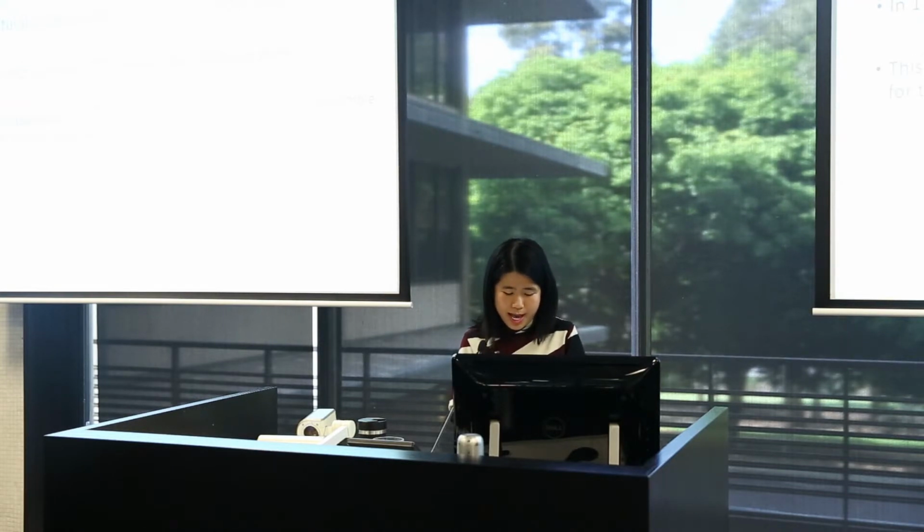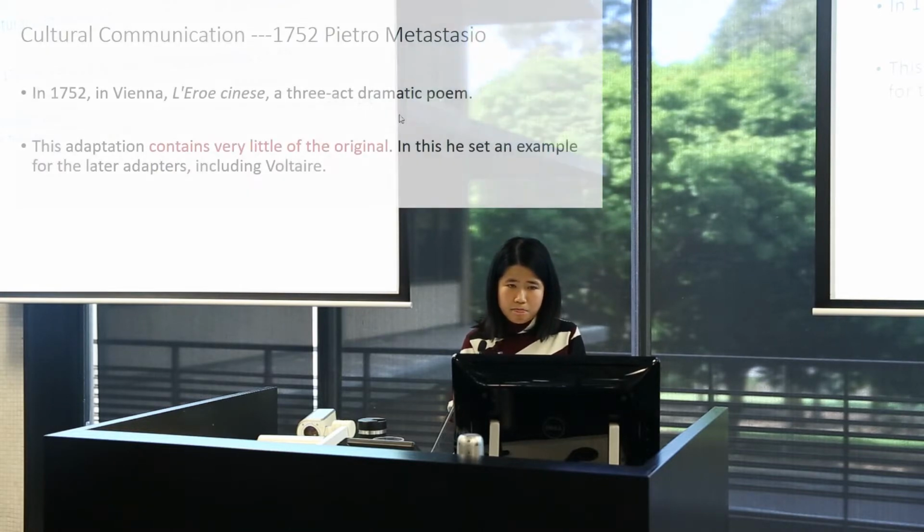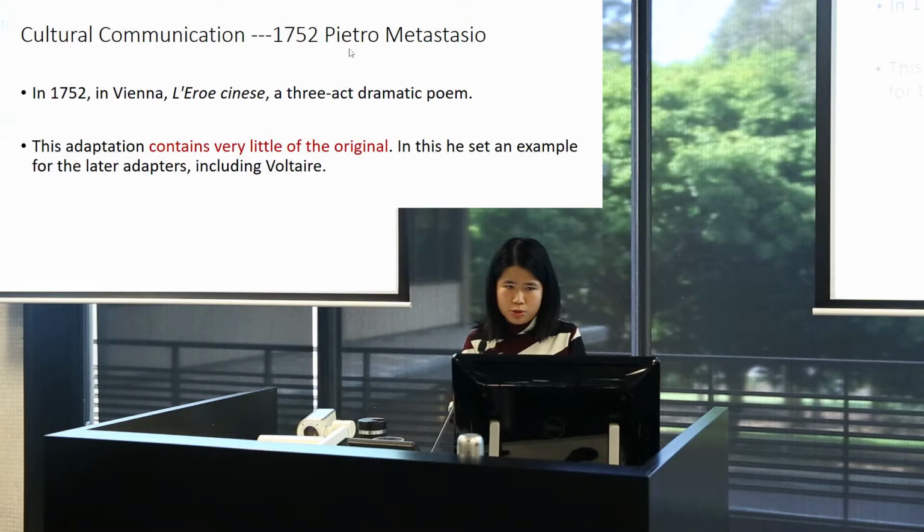And in 1752, in Italy, another gentleman called Pietro Metastasio published his own adaptation. This is Italian. It's a three-act dramatic poem. But this adaptation contains very little of the original. And this adaptation set an example for later adapters, including Voltaire.